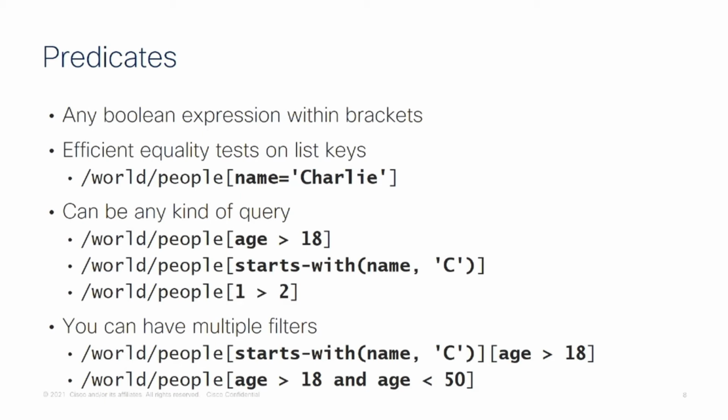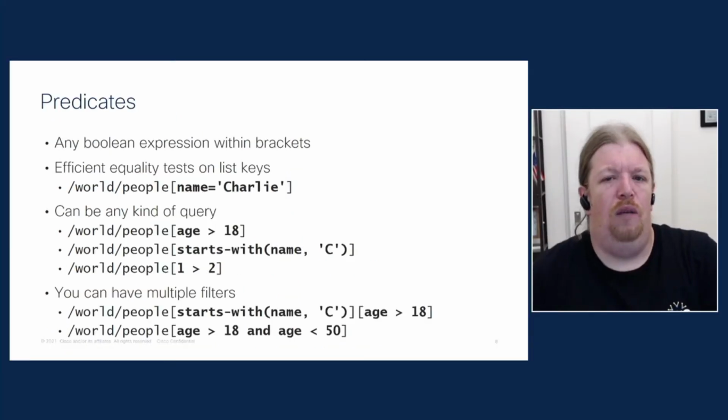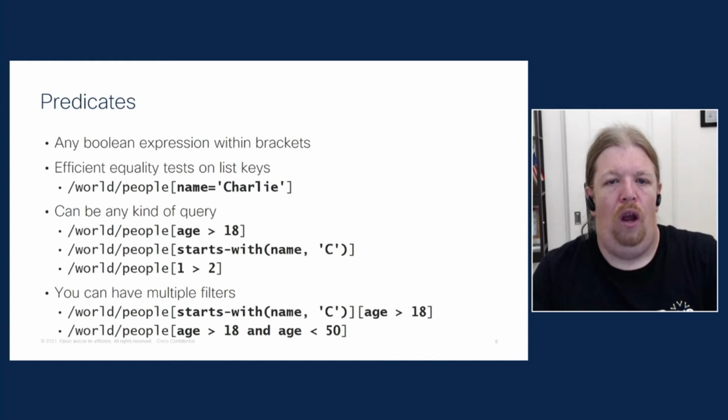And you can start chaining the filters. So you have multiple filters. You can have anyone whose name starts with a C and who is older than 18. Or you can start using Boolean expressions saying anyone with an age greater than 18 and lower than 15. So anyone in that age range. And this will then help you filter down to the most relevant path.